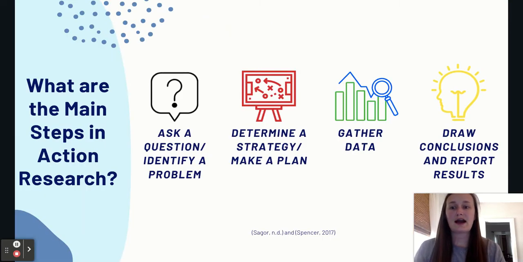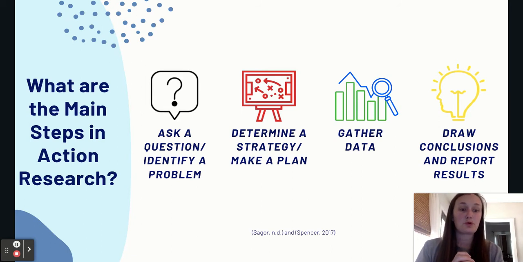So the main steps in action research, some of the resources delved in a little bit deeper, but these are the 4 basic steps that I saw. The first is to identify a problem or ask a question that you are curious about. Next is to determine a strategy and make a plan. And both of these things happen before you teach. And then as you are teaching, you are gathering data. Data could be actual numbers, percentages, or it could be just student observations. How did students feel, or maybe some feedback from the students. And then finally, you should draw conclusions and report your results.